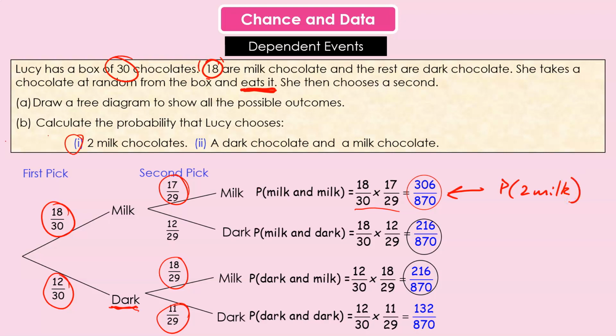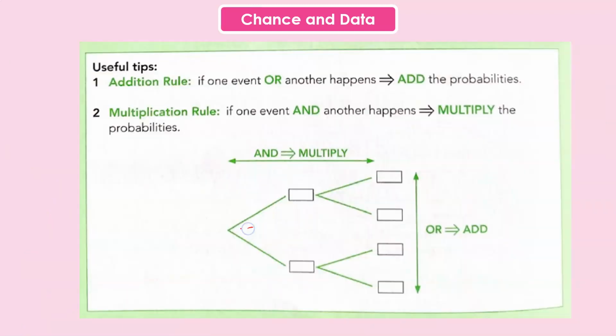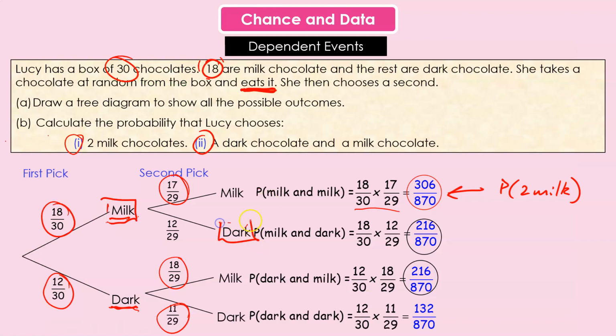Now the second question in part 2: a dark chocolate and a milk chocolate. What's the probability that Lucy chooses a dark chocolate and a milk chocolate? Well, she could either choose a milk chocolate first and then a dark second, which is this outcome, or she could choose a dark, then a milk, which is this answer.